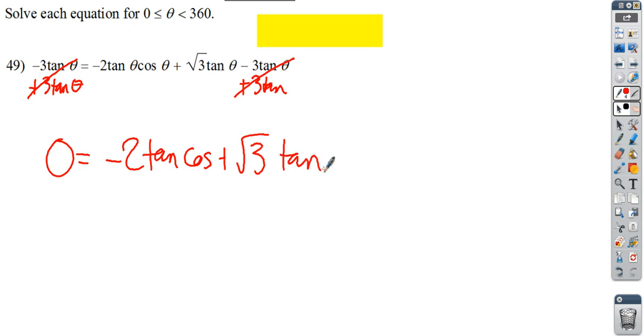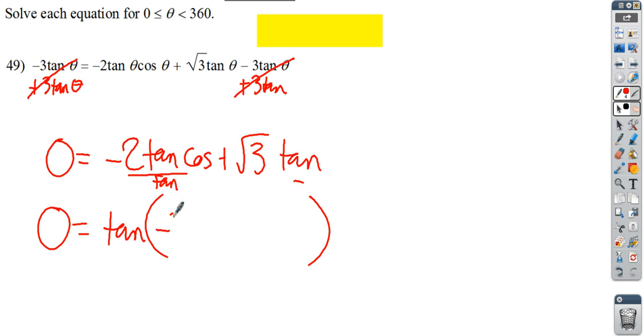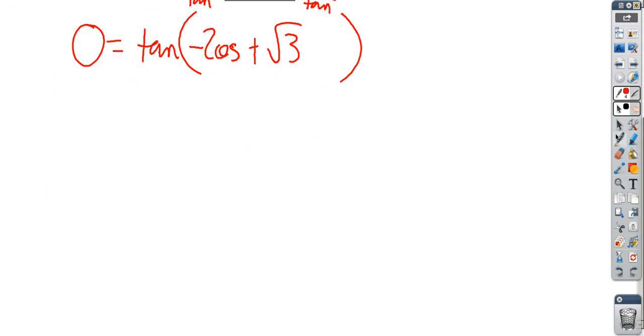Which strategy is this? Well, they both have a tan, so that means there's a common factor of tangent that we can pull out. Okay, when we pull out a tangent from this one, we're left with negative 2 cosine. And we pull out a tan from this one, we're left with plus radical 3. And that's it. So now we need this to equal 0, so we can split this down the middle and make tangent equal to 0. And we can also make this thing right here equal to 0.